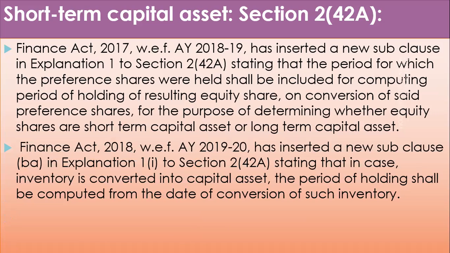Short-term capital asset has been defined, and a new sub-clause Explanation 1 is inserted stating that the period for which preference shares were held shall be included in computing the period of holding of the resulting equity shares. Suppose I bought a preference share on 1/1/2020. It was converted into equity on 30th June 2020. I sold on 1st January 2021. As it is more than 12 months, the period of holding of both preference and equity will be considered for the purpose of reckoning short term and long term.